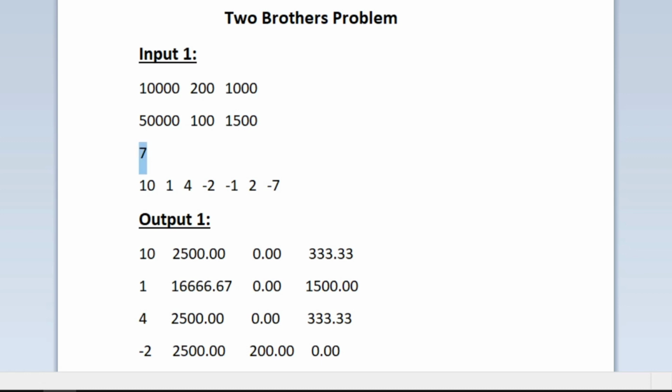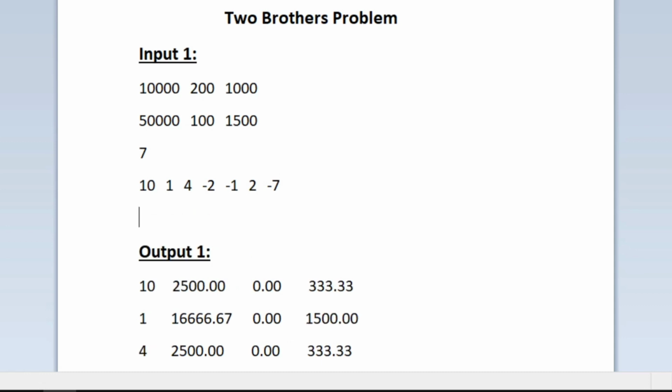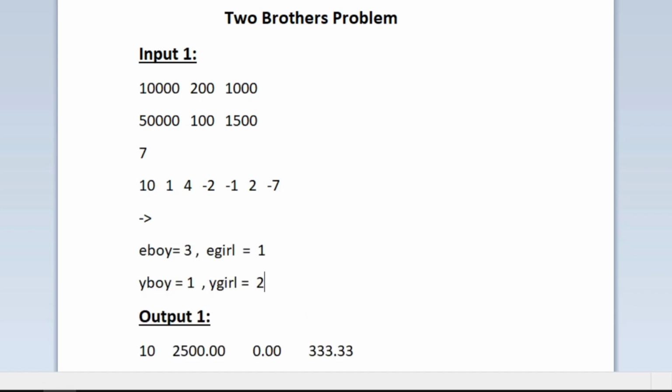And in the third line we are given the integer n, and after that we are given n integers as input. These n integers represent the children of both the elder brother as well as the younger brother. So now let us calculate the children who belong to the elder and younger brother. I am creating four variables named e-boy and e-girl, which mean elder brother boy children and elder brother girl children. Similarly, y-boy means younger brother boy children and y-girl means younger brother girl children.